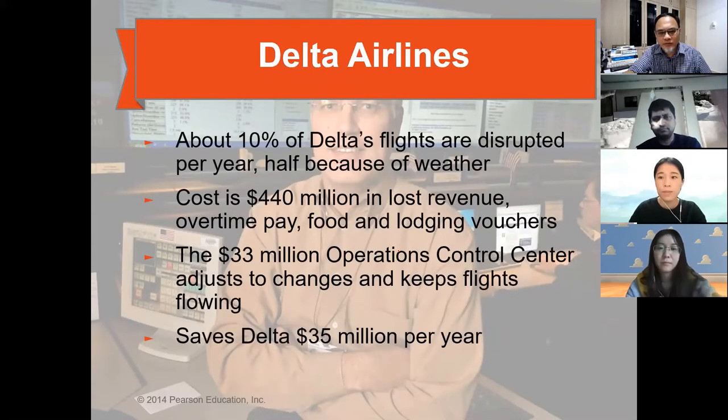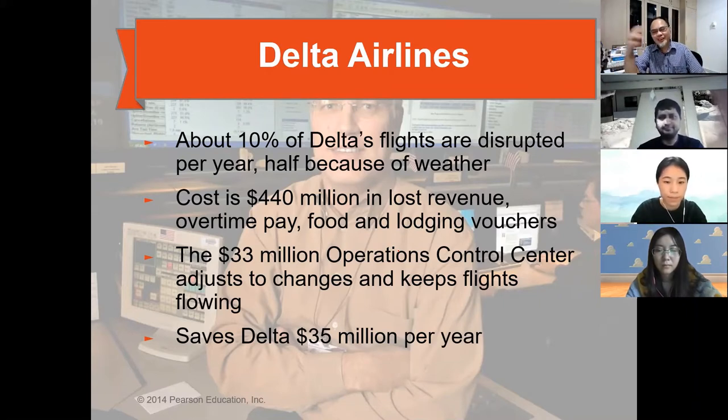About 10% of Delta flights are disrupted per year, half because of weather. So the airline industry is very complicated and complex, and scheduling is very important. Poor scheduling will result in losses. That's why AirAsia's Tony Fernandez says, you make money when the plane is in the air. When the plane is in the air, that's when airlines make money. That's why now they are not making money, because all the planes are on the ground.